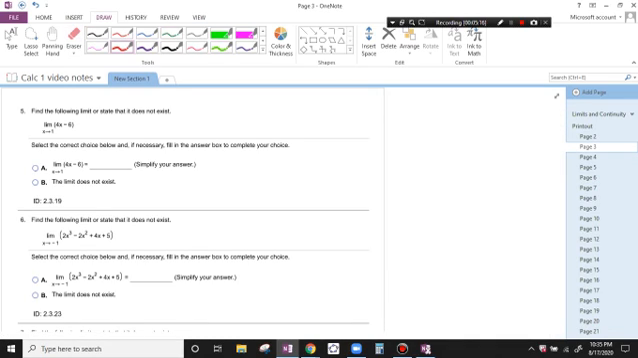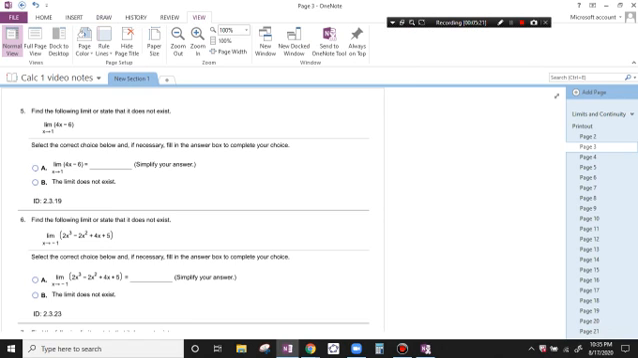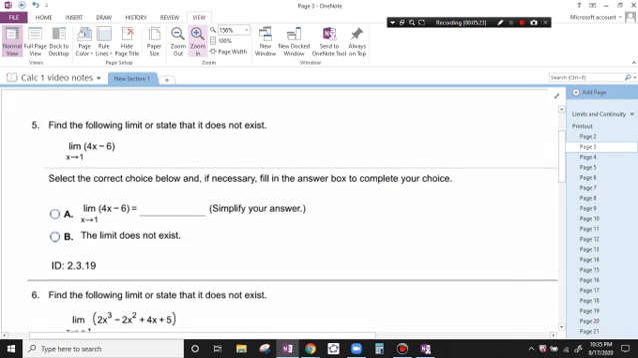Now that we have all these nice algebra rules, we are going to roll through some of these. Now that we're using this, we can just plug in the number. The limit here is 4 times 1 minus 6. 4 minus 6 equals -2.